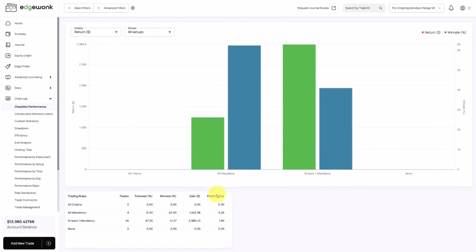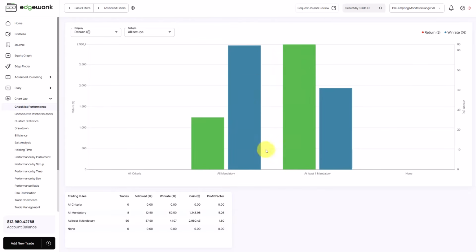And when we look here in the data, you can see all mandatory. So the highest quality trades, of course, we only have 8 trades, not the best sample size. But you can see the profit factor is absolutely astounding. A 5 profit factor is, you rarely see it. Of course, this is probably also due to the low sample size, but compare that to at least one mandatory. 1.8 is still a very, very good profit factor, but you can see the difference is quite significant.